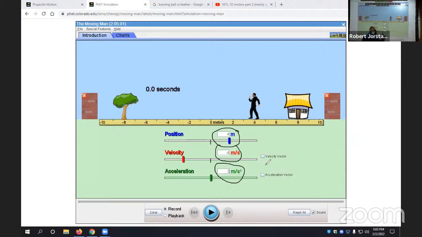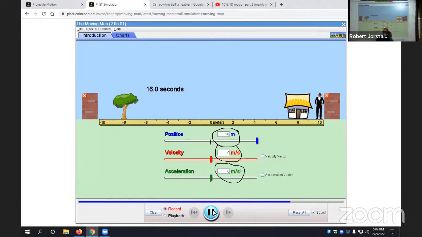In particular, look at this problem. Let's run it and watch. Slowing down, slowing down, slowing down. Now that they're both positive, speeding up. Oh, runs into the wall. Okay, so one of the things that we want to do is understand this motion with graphs.